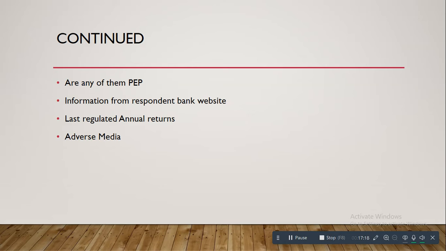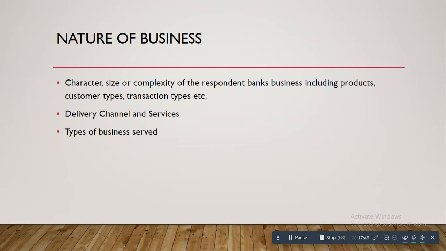Then again, adverse media. So in the due diligence segment, we are seeing that the respondent bank that has come to your bank to establish a correspondent banking relationship is who they claim to be, and they are 100% safe to do business with. So this is why this kind of due diligence is done.